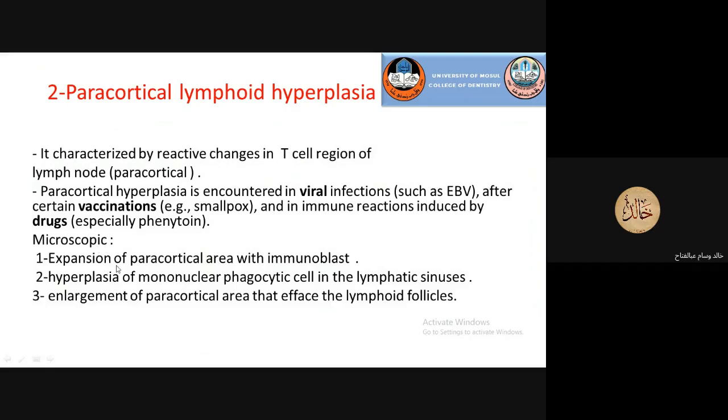Macroscopically, there will be expansion of the paracortical area with immunoblasts, hyperplasia of mononuclear phagocytic cells in the lymphatic sinuses, and enlargement of the paracortical area that will result in effacement of the lymph node. So in paracortical hyperplasia, there is expansion of the paracortex, and there will be some macrophages in the lymphatic sinuses, and also this enlargement of the paracortical area will replace the lymphoid follicles. So they will be effaced by the effect of this paracortical enlargement.